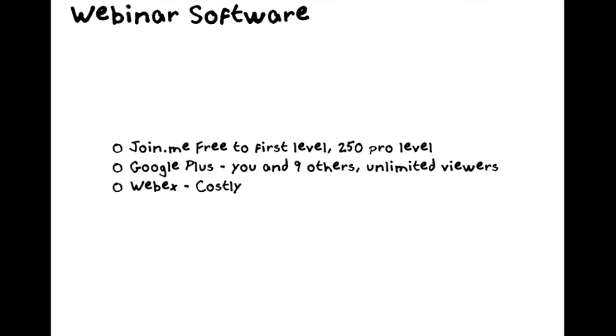Then if you get a pro level, what you can get is 249 people and yourself can attend a webinar. The pro level, I think it cost me about $120 a year, so 10 bucks a month or something like that to do these webinars. And I do like 4 or 5 or 6 of these a month, and well worth it. I love Join Me, and you can record these after the fact if you have a pro level.